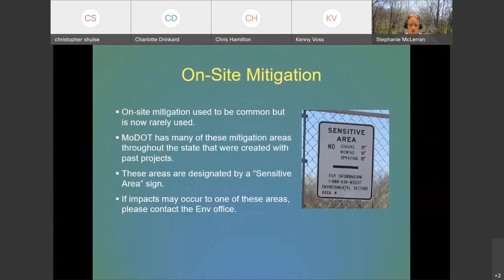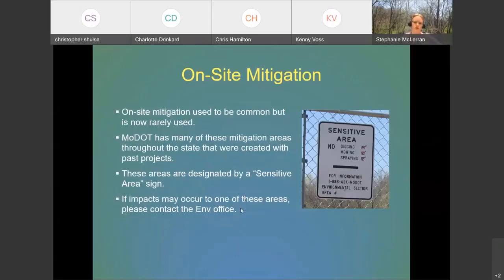Another option, though rarely used anymore, is on-site mitigation. This actually used to be common practice, but it's shifted towards the use of banks and in lieu fee programs. That's what's preferred by the Corps, and it's also easier on us too, because these mitigation areas require maintenance, and we have quite a few throughout the state that were created with past projects that we still own. So right now, while it was once common, it's rare and the last resort, only used when the other options aren't available.